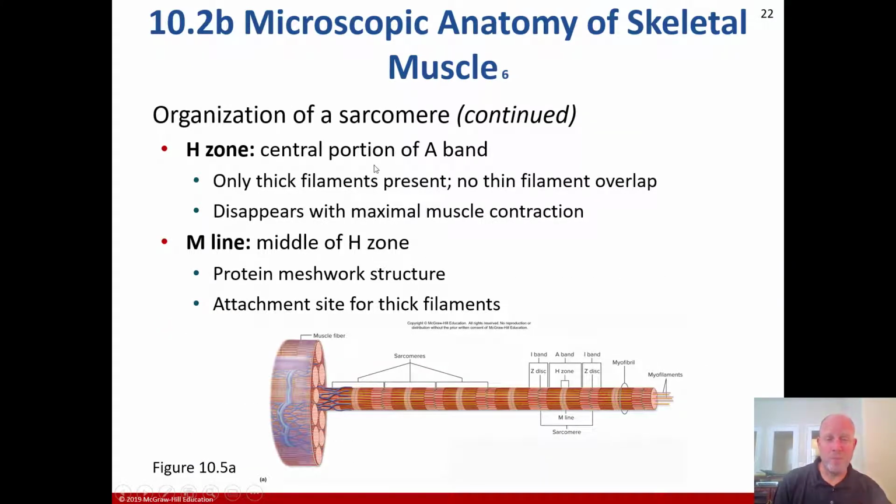The H zone is the central portion of the A band. Only the thick filaments are present, no thin filament overlap, and it disappears with maximal muscle contraction. The M line is the middle of the H zone. There's a protein meshwork structure here with the attachment site for thick filaments.